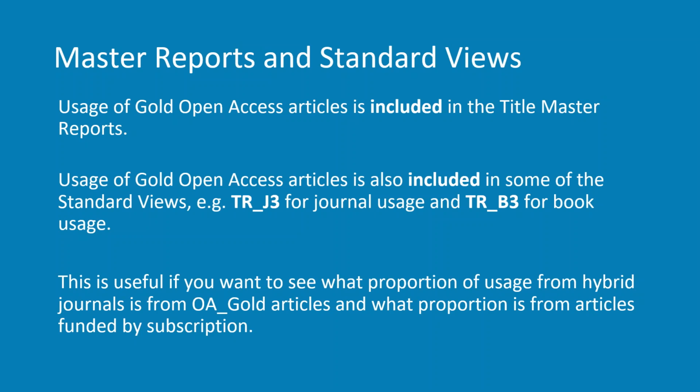Now, the master report and the TRJ3 are especially useful if you want to see what proportion of your usage from hybrid journals comes from OA Gold articles and what proportion is from articles funded by one of your subscriptions.